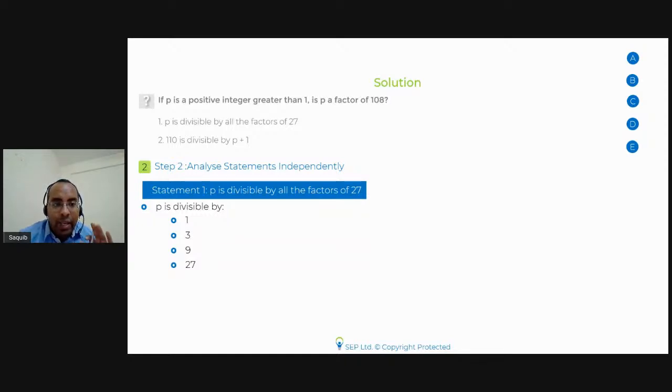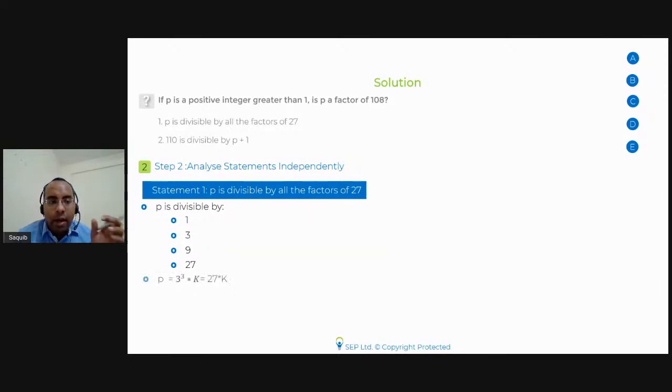But read this very carefully. It's saying that p is divisible by these numbers. It's not saying that p is one of the factors of 27. There's a difference between these two things. P is not one of the factors. P is divisible by these numbers. So if you're thinking about whether p is 27 or not, and that is what most of you thought and marked the answer as A, you're falling for the trap.